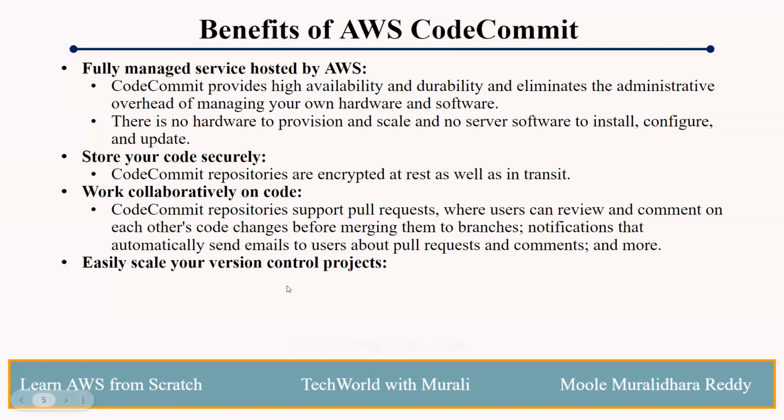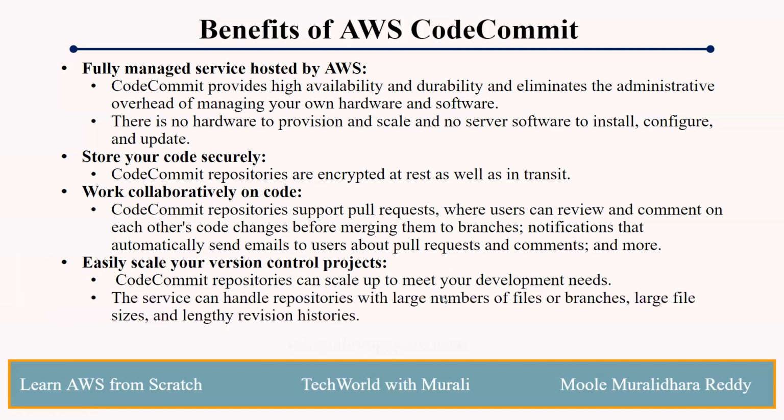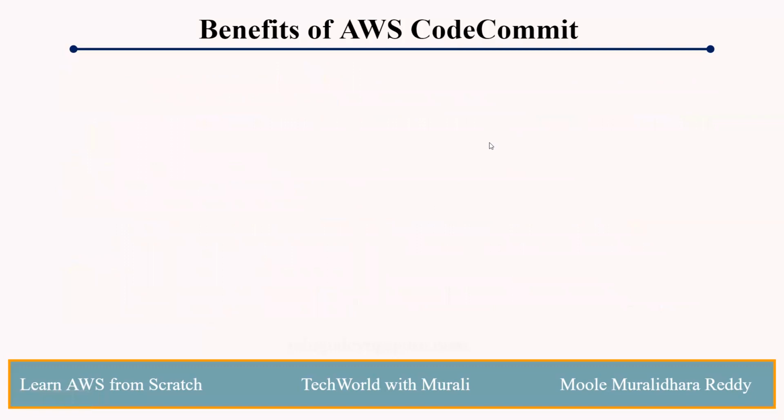messages. Easily scale your version control projects. CodeCommit repositories can scale up to meet your development needs. The service can handle repositories with a large number of files or branches, large file sizes, and lengthy revision histories. Let's take a simple example. We have a file that is 10 GB. We can store that particular 10 GB of code in CodeCommit. One more major advantage is store anything, anytime.